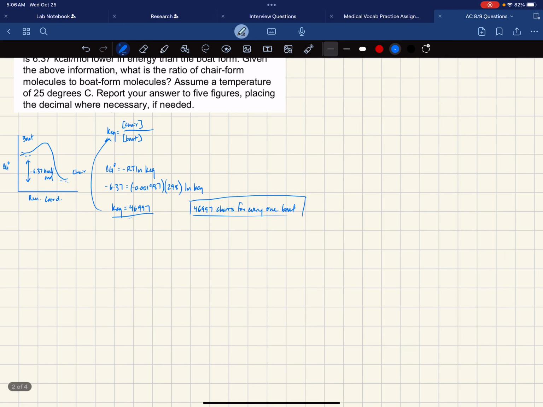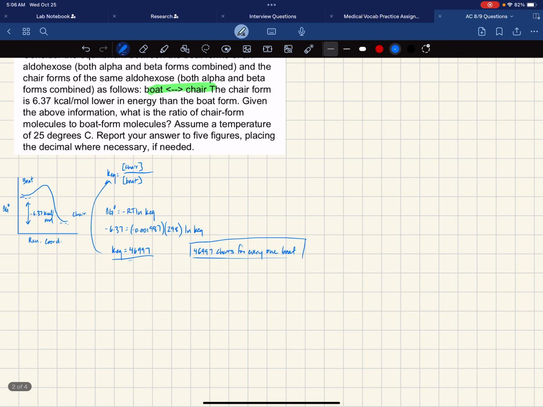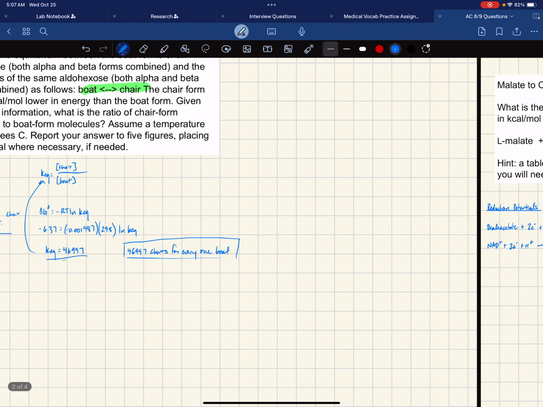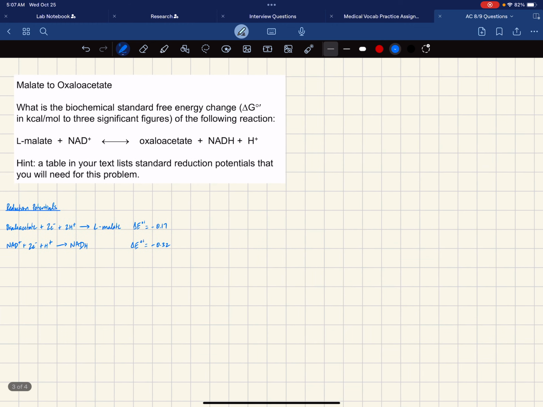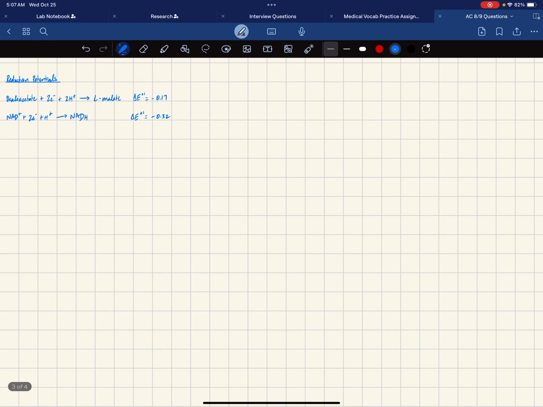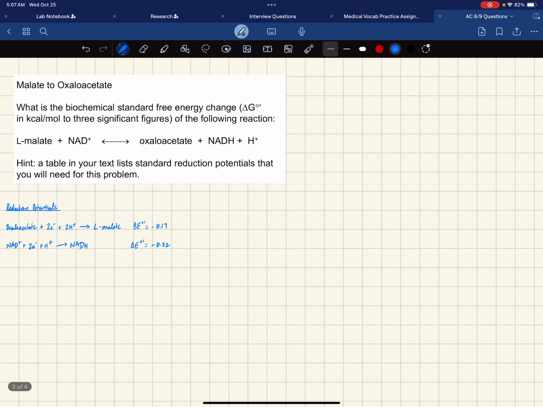And that makes sense if you think about it, just because you'd expect to have way more of the more stable thing. And in this case, that's chairs. And so now we can move on to action setter 9.